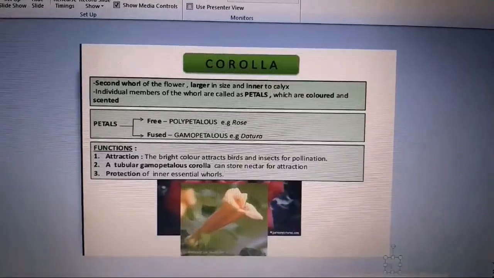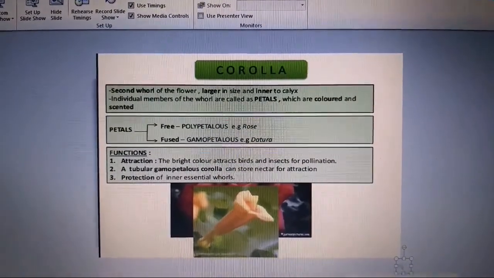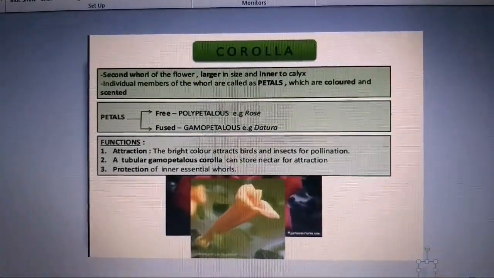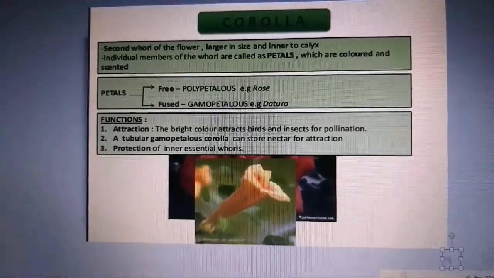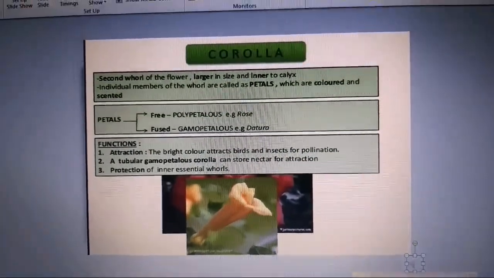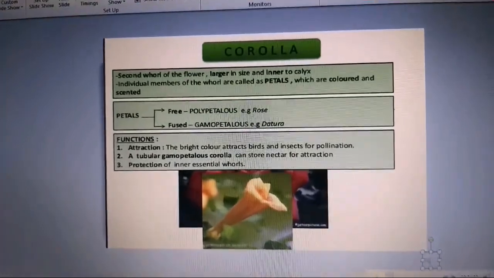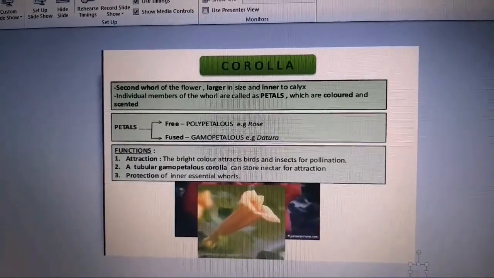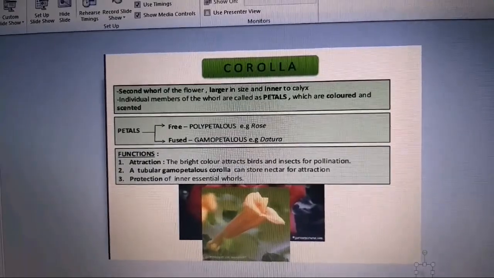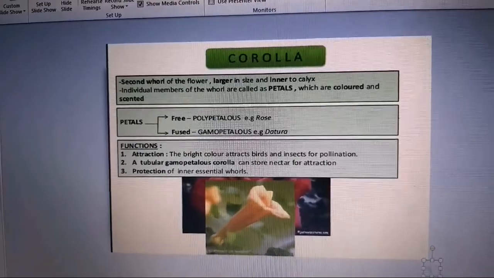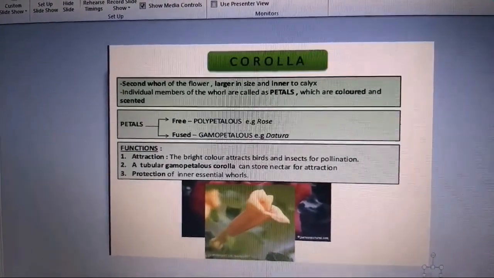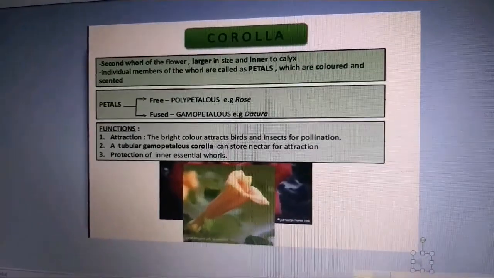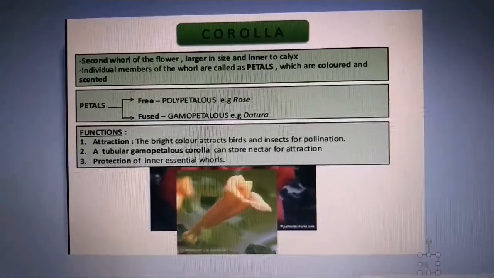And corolla, it is the second non-essential floral wall and it is present inside the calyx. It is made up of petals and bright in color. When petals are free in corolla, it is called as polypetalous, for example rose. And when petals are fused with each other, it is called as gamopetalous. Gamo means fused, for example datura. And the function of corolla is attraction. The bright color attracts birds and insects for pollination.